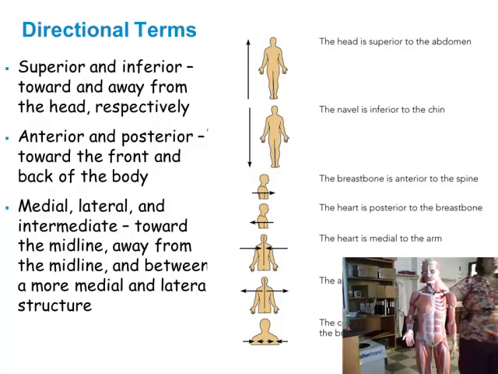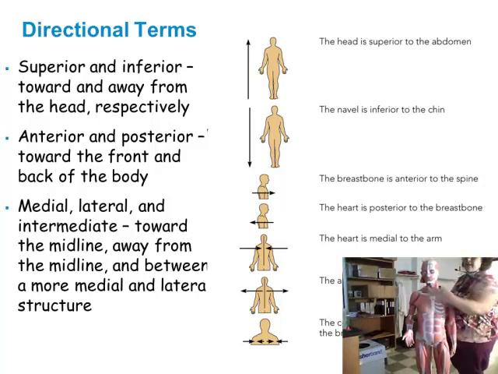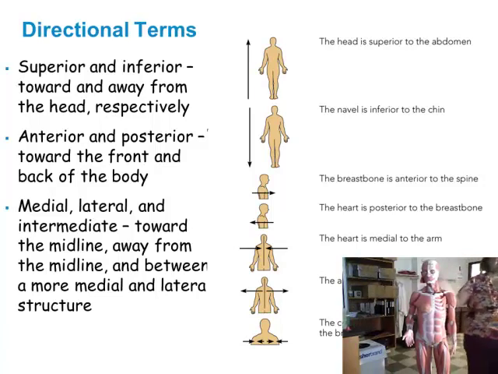The other thing is anterior and posterior. Anterior is towards the front, and posterior is towards the back. Now we will see there are two other terms for front and back, which are dorsal and ventral, and those are descriptive rather than directional. When you have something that's directional, it's telling you how to get somewhere, whereas something that's descriptive is a description of that item.